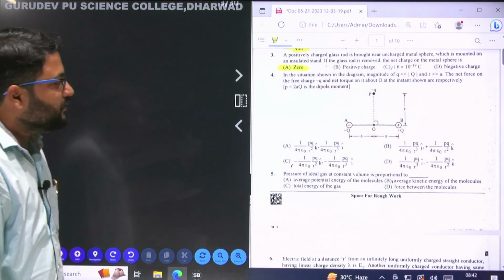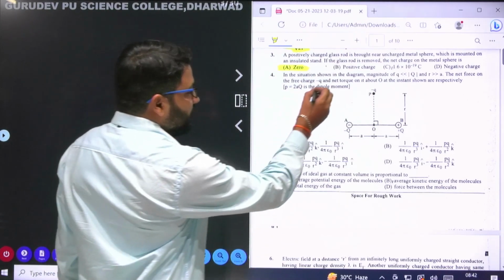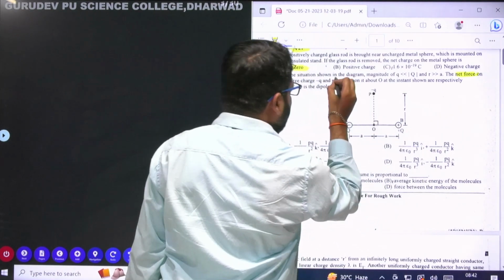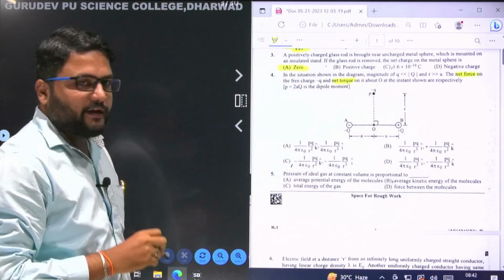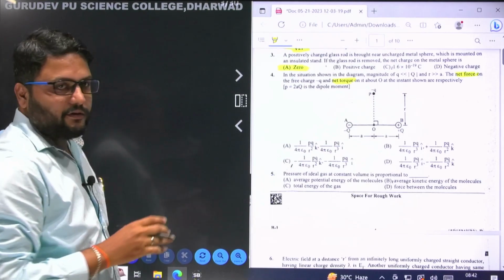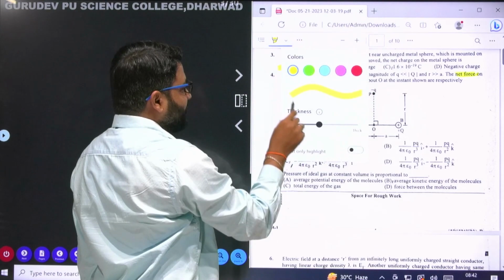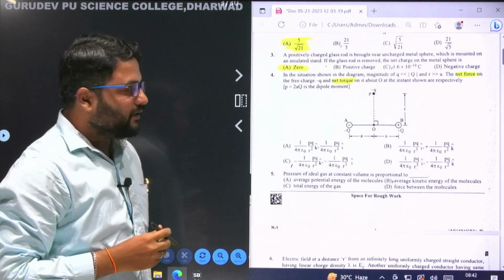What's been asked? In the question they are asking you to find out the net force first, then the net torque. So I think by seeing this, you have clearly understood that this is a problem on electric dipole. Now I would like to answer it right here itself, by trying to simplify the concept.